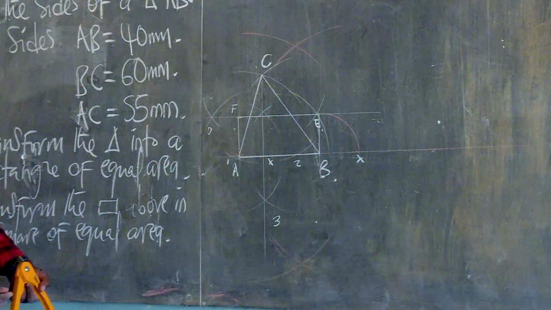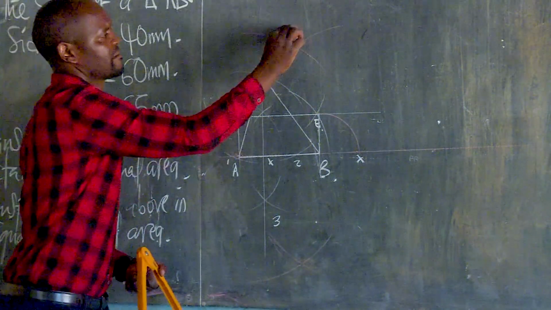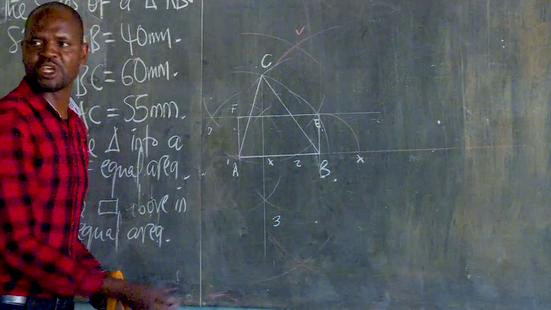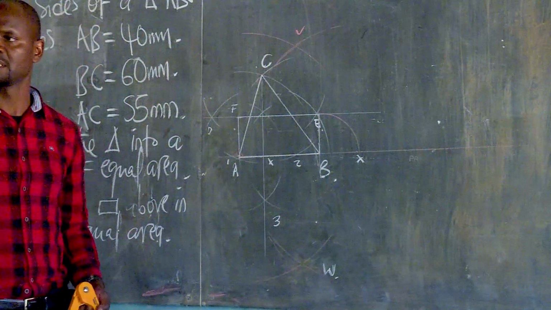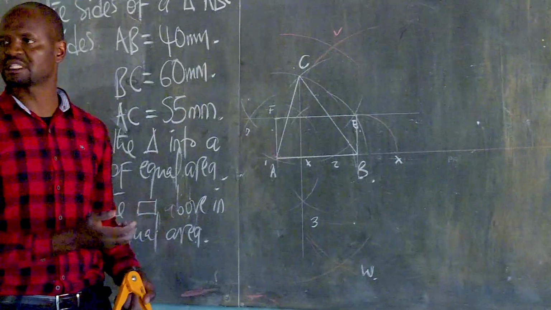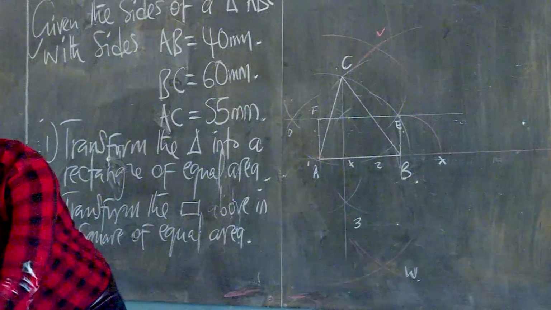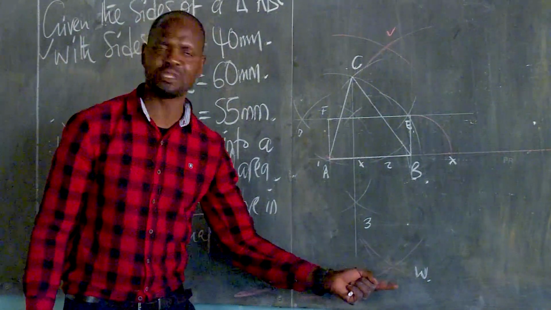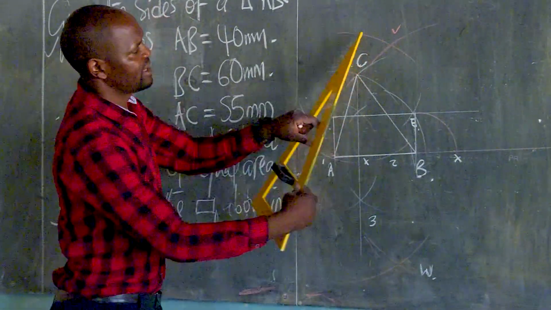Yes, sir. Then this point, we shall name it point V. Are we together? Yes, sir. Then this point, we shall name it point what? W. Like that. Yes, sir. Are we together? Yes, sir. Any questions up to this stage? No, sir. Okay. Then I will join my point W to point V. Like this.